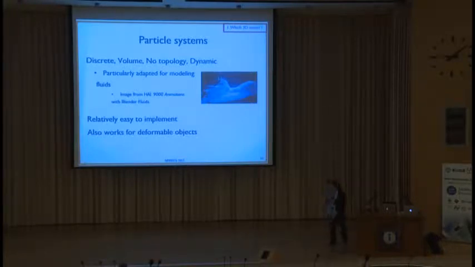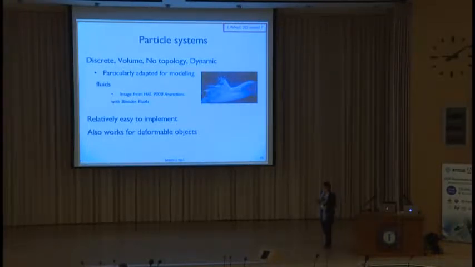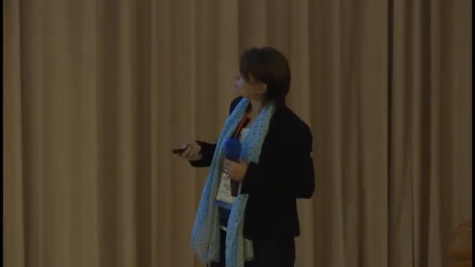Okay, so a little bit more on particle systems. What are they? They are a set of particles that may interact or not. In the one I showed you before with the fire, they are independent particles. And they are usually well adapted to model fluids and all kinds of clouds and all kinds of volumetric fuzzy objects. They are quite easy to implement, and quite easy to use for dynamic objects. So here is an image that has been done with Blender fluids.